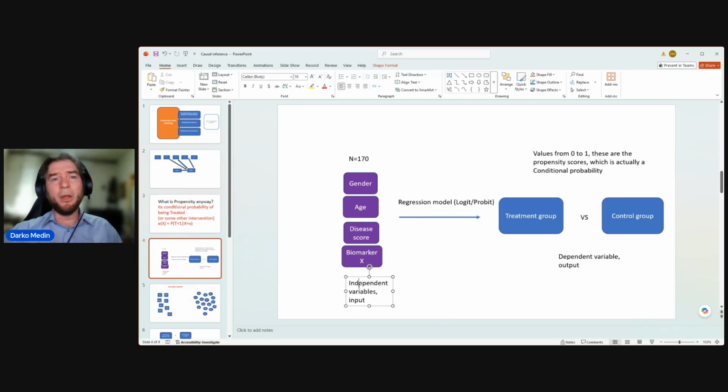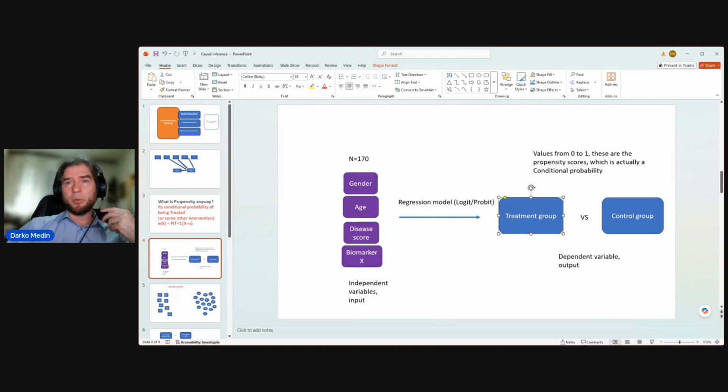How? Well, the independent input variables will be some of these measured variables like gender, age, disease score, biomarker, etc. And then we can create a regression model in which the output, or the prediction, the probability output in this case, will be whether the patient is treated, how probable is the patient to be treated, how probable is the patient to be not treated or be in the control group.